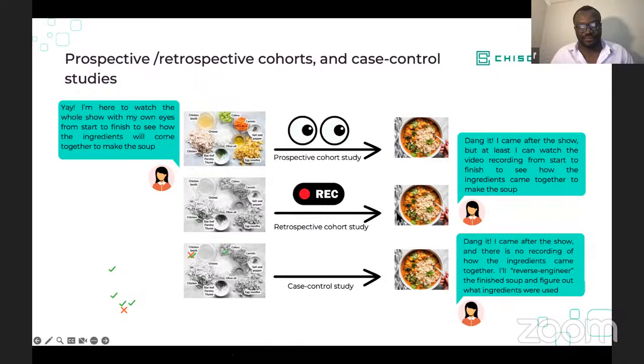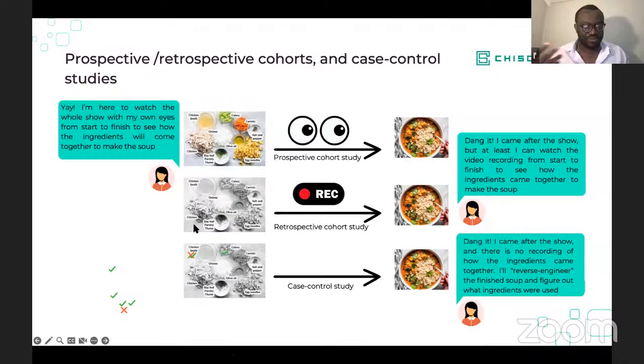In retrospective cohort studies, the chef came and did his thing and created a dish. Unfortunately, we came after the dish was cooked. But the good news is that we had a video recorder there, and so that captured every single thing. The video recorder captured how this chef mixed everything. And so when we come back, all we have to do is go back and watch the whole thing.